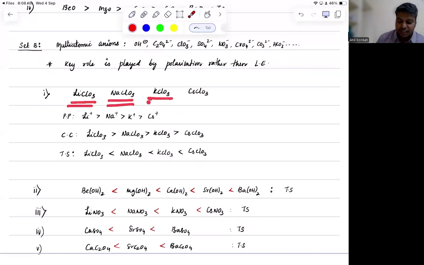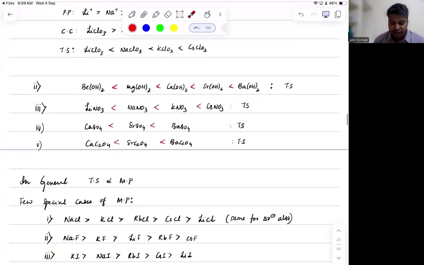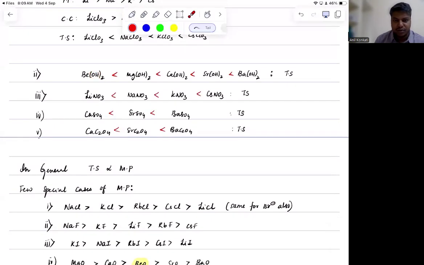LiClO3, NaClO3, KClO3, and CsClO3. Now you notice that polarizing power of lithium would be greater than that of cesium. But covalent character would be more for LiClO3. Thermal stability will be exactly in the opposite lines. So if you have a multi-atomic anion, even OH is a multi-atomic anion, don't see the size, always see multi-atomic. So that will have lesser thermal stability as compared to barium hydroxide. And that logic applies to all the cases.